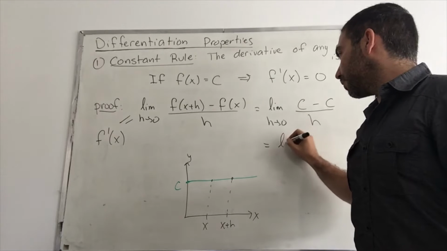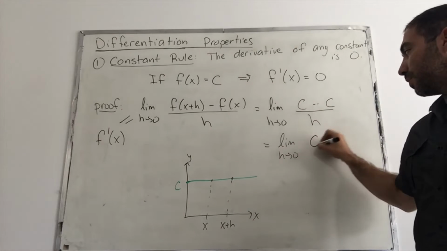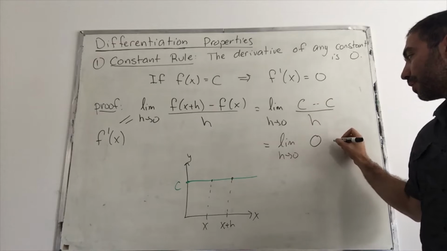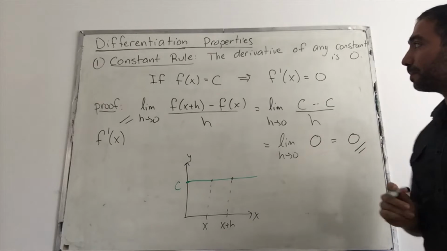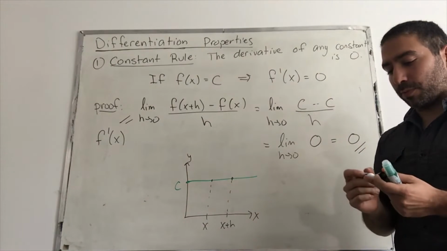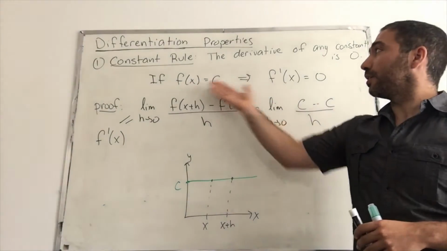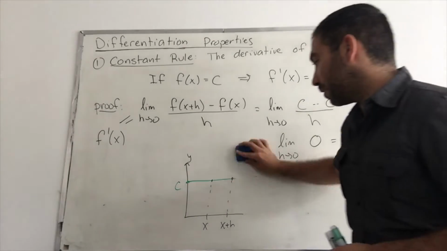C minus c is 0, so the limit as h goes to 0 of 0 over h. There's no h left in here because the numerator was 0. That canceled everything out, giving us 0. And this completes the proof. Very simple proof, showing us that the derivative of any constant is always 0. Let's look at a couple of quick examples.